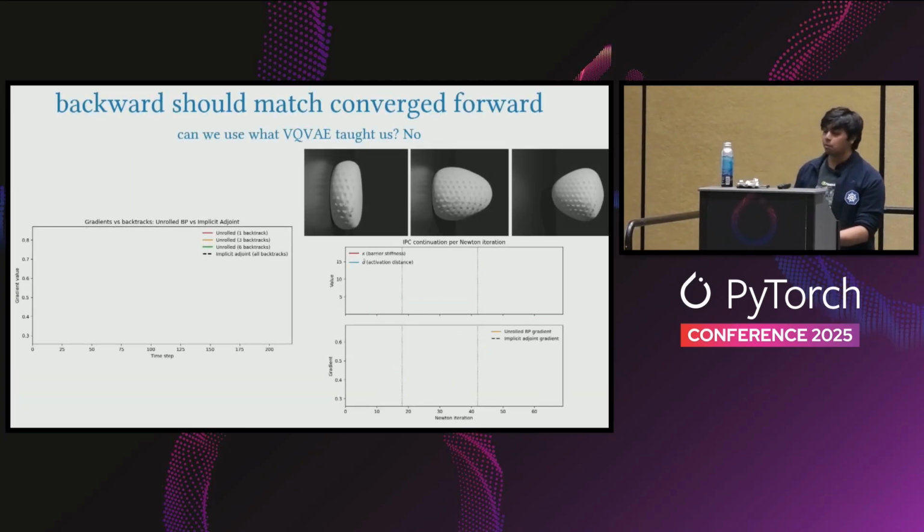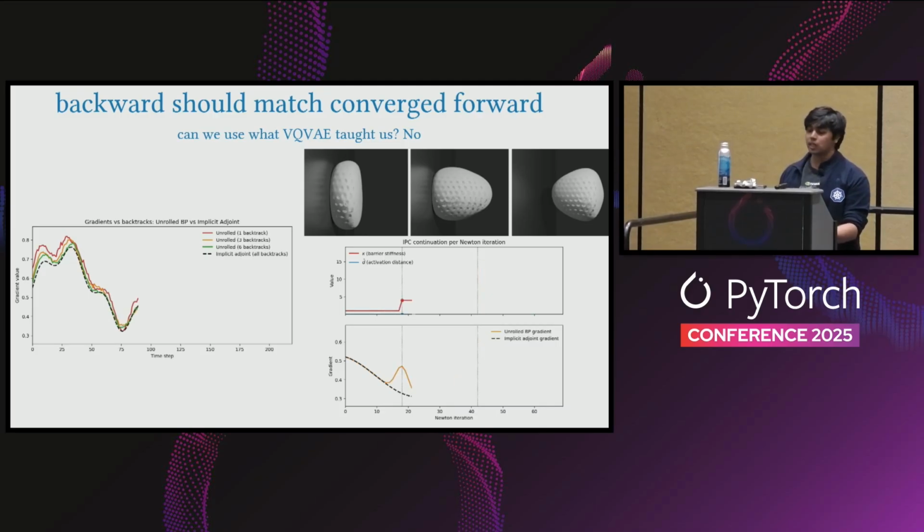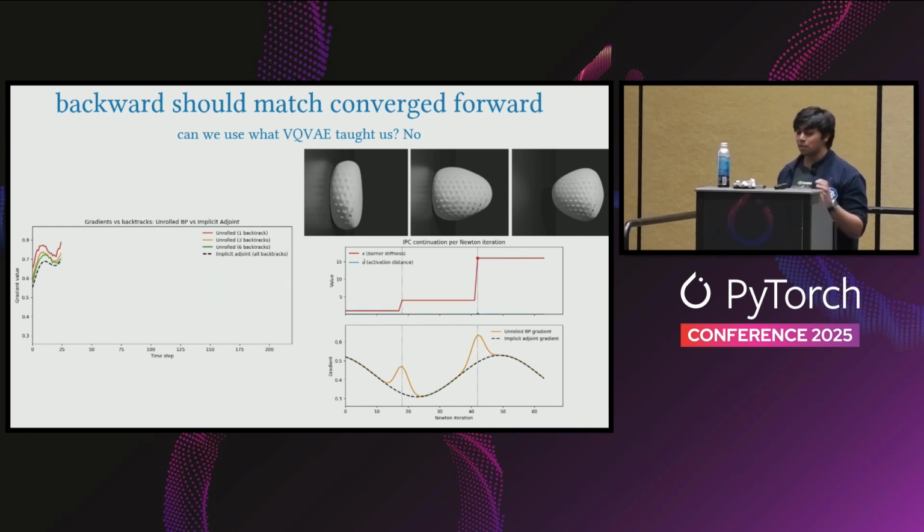Another assumption baked into AutoGrad is that the backward pass should match the converged forward pass. You might think we can use something like VQVAEs, which have the same problem. The forward pass uses the vector quantization, which is not differentiable. So the forward pass and backward pass become different. It turns out we cannot use what VQVAE did, which was gradient skip through the quantization. It works in VQVAE because the decoder sees a stable piecewise constant latent, and STE provides the useful learning signal. And then the commitment or codebook losses and EMA stabilize codes and reduce mismatch.